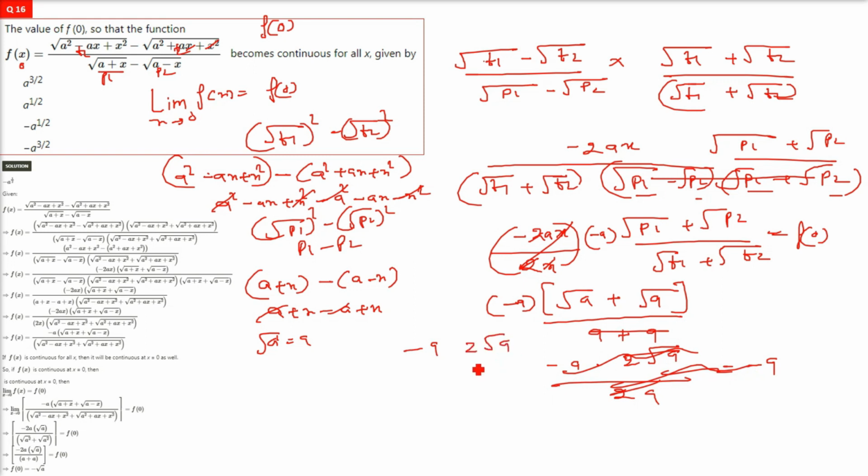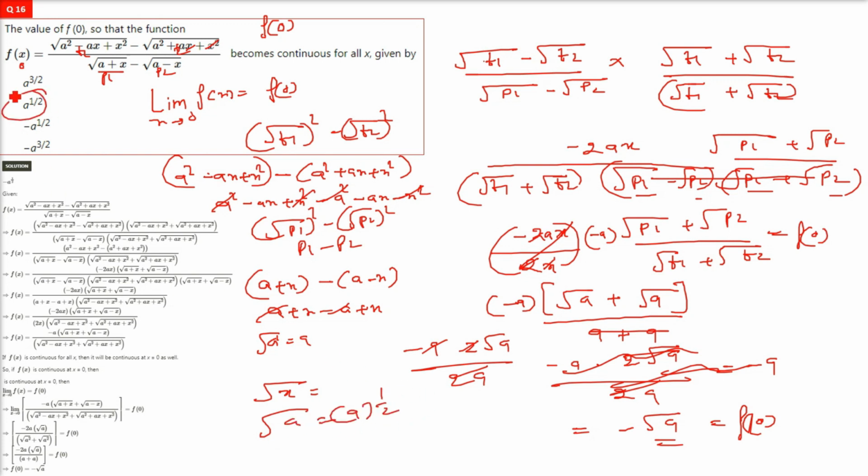So the main key idea of this question is to rationalize and find out the limit. In most of the questions, the result is minus under root of this value which is coming by the limit. So what is minus root a? Minus root a is not there. See, under root a is a to the power half, so it is negative. So this will not be the answer. The third one will be the answer. C is the answer.